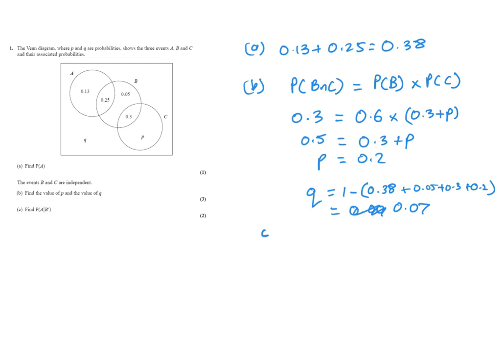We want the probability of A given that B doesn't happen. So we only want the probability on our Venn here of this, because we can't have this bit here because that's within B, isn't it? So therefore, the probability of A without the B is 0.13 out of anything that isn't in B. So therefore, let's tick off that one's not in B, that one is not in B, and that one is not in B.